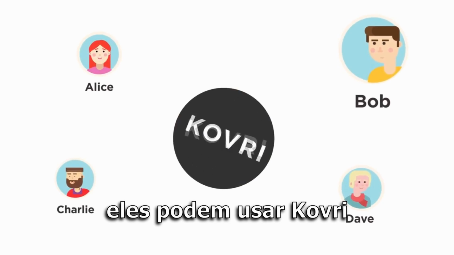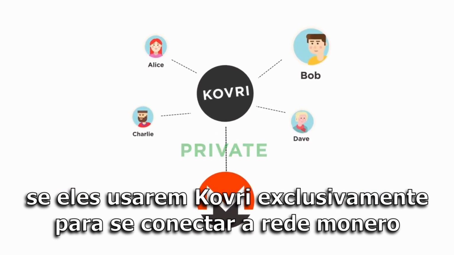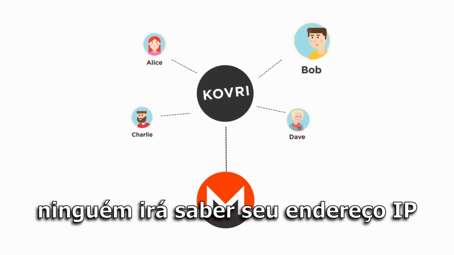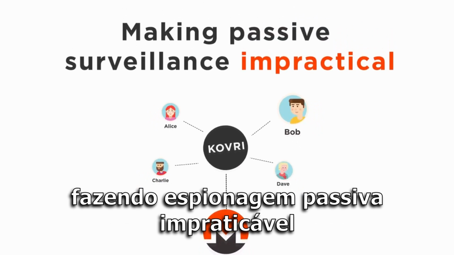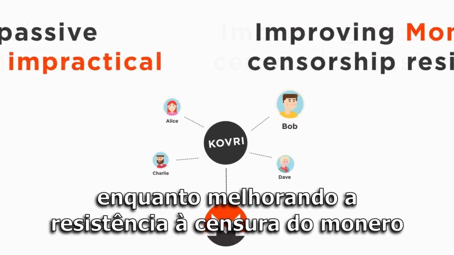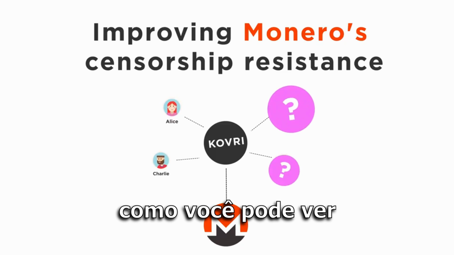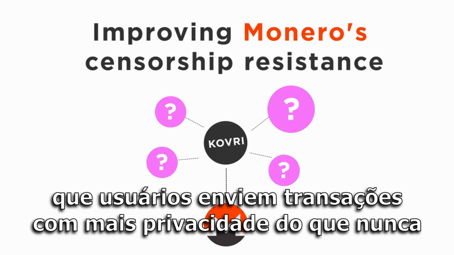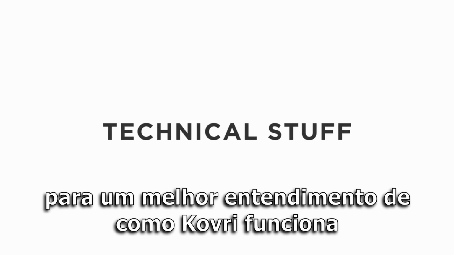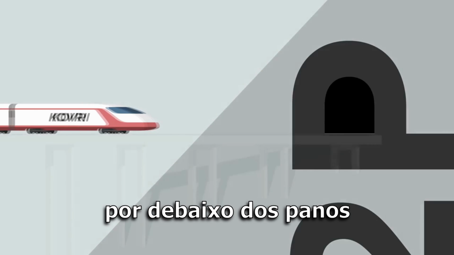They could use Kovri. If they exclusively use Kovri to connect to the Monero network, no one will know their IP address, making passive surveillance impractical, while substantially improving Monero's censorship resistance. As you can see, Kovri is a software that allows users to send transactions more privately than ever before. Let's next go over some technical details to have a better understanding of how Kovri works under the hood.